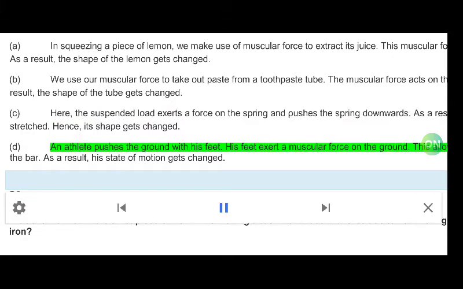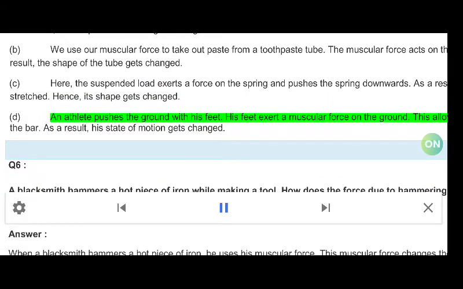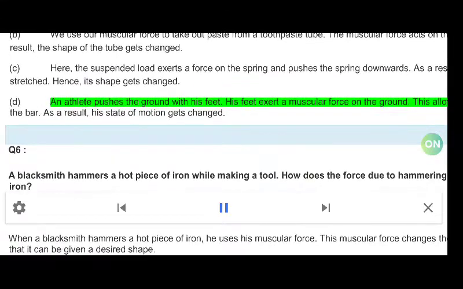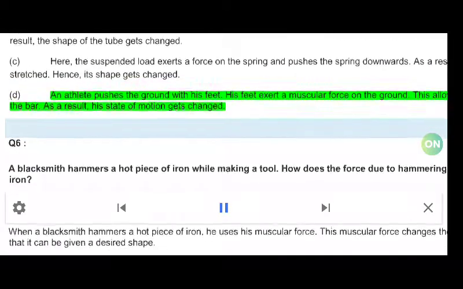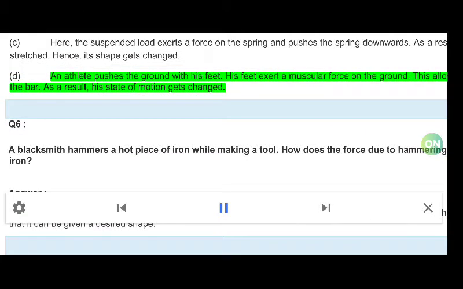An athlete pushes the ground with his feet. His feet exert a muscular force on the ground. This allows him to jump over the bar. As a result, his state of motion gets changed.